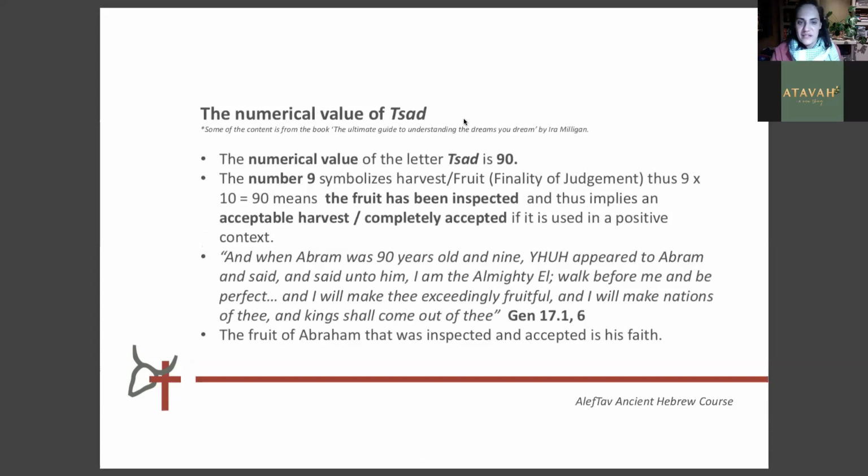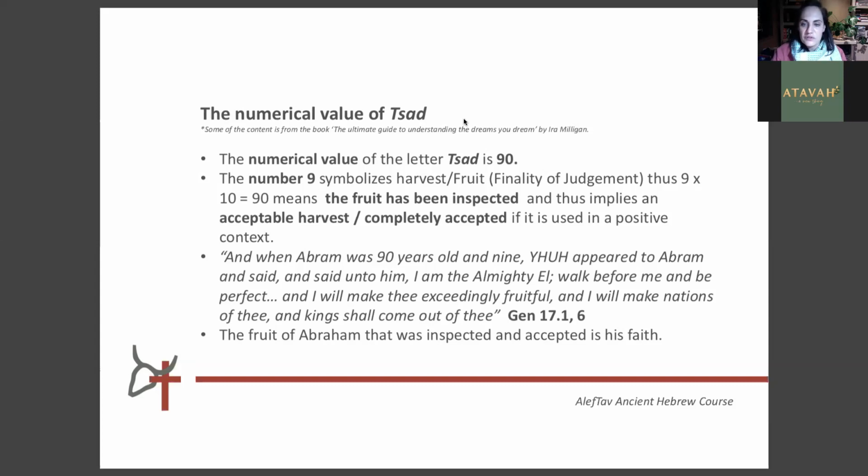The numerical value of tzad. So again, going to the base number. So we are at the end of the tens, 20s, 30s. The base number is 9. We did speak about it resembling the harvest, and that when you look at the process from sowing to reaping, there are 9 steps in the harvest process. So it refers to the harvest or the fruit that we are supposed to produce, which will be the harvest.